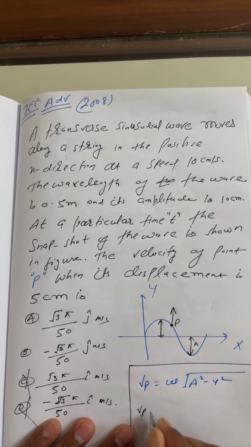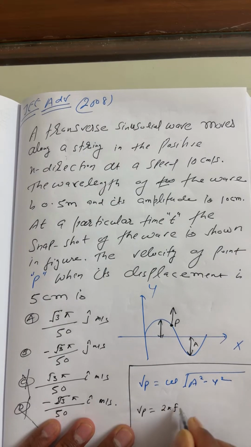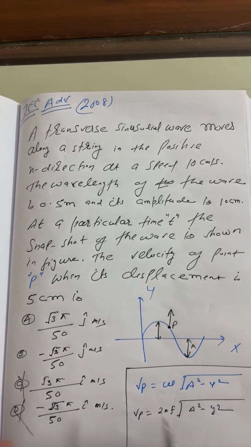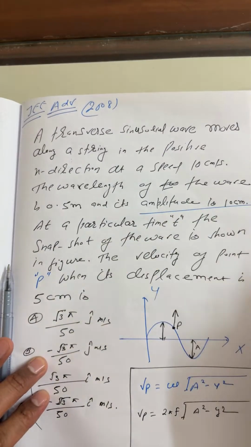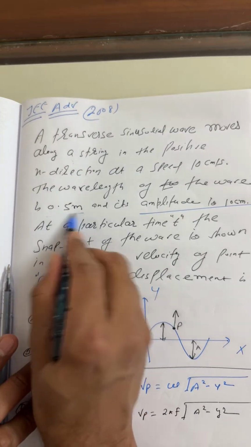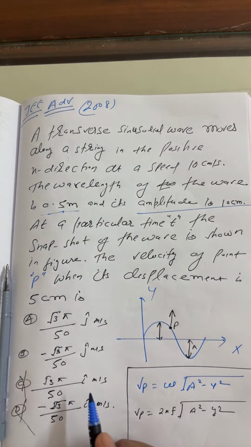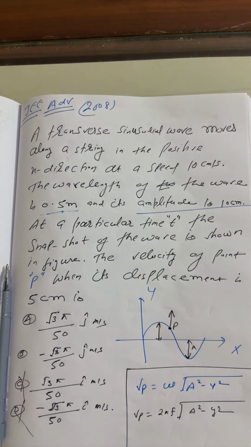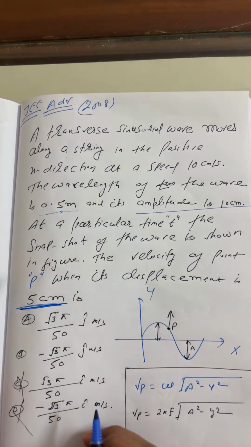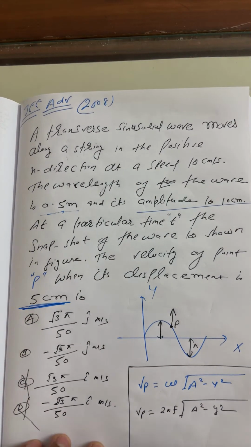So velocity of particle, omega is 2 pi f, where f is frequency, times root of amplitude a square minus y square. Amplitude a is mentioned here: 10 centimeter. And displacement y is how much? Wavelength 0.5 meter is here. There is displacement also mentioned here, a particular displacement of 5 centimeter. Everything is mentioned in the question itself.